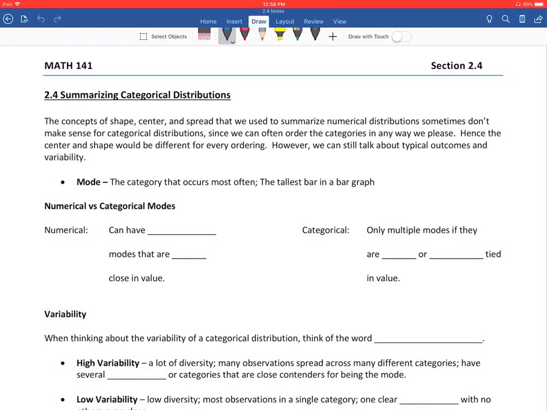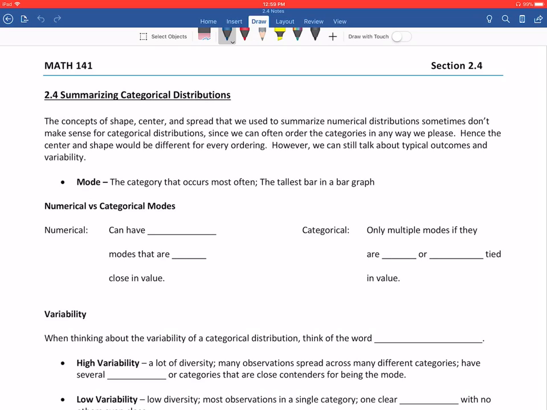Section 2.4, Summarizing Categorical Distributions. So the concepts of shape, center, and spread that we used in the prior sections to summarize numerical distributions sometimes don't make sense for categorical distributions. And the reason is we can often order the categories any way we please.